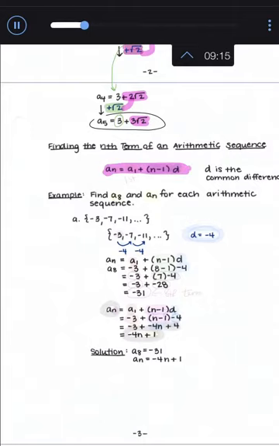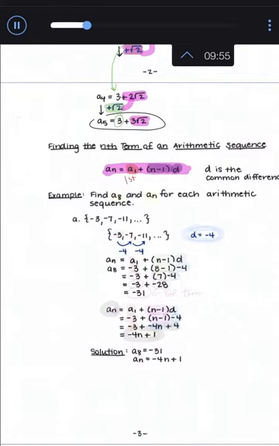It says that if you want to find the nth term of an arithmetic sequence, then you take the first term. That's what the A1 is. So if you're finding the nth term, you already have your first term taken care of. Then you're adding the difference, D, n minus 1 times. So you take the difference, D, and multiply it times n minus 1.